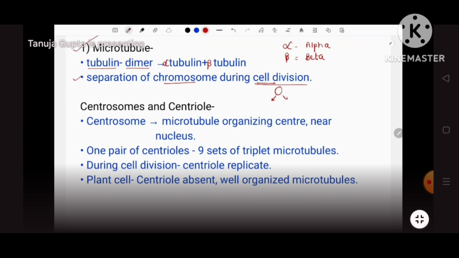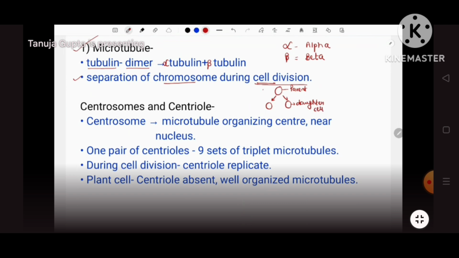A cell is divided into daughter cells. You can consider it a parent cell which is dividing, and the offspring it gave rise to are generally called daughter cells. So this is called cell division.